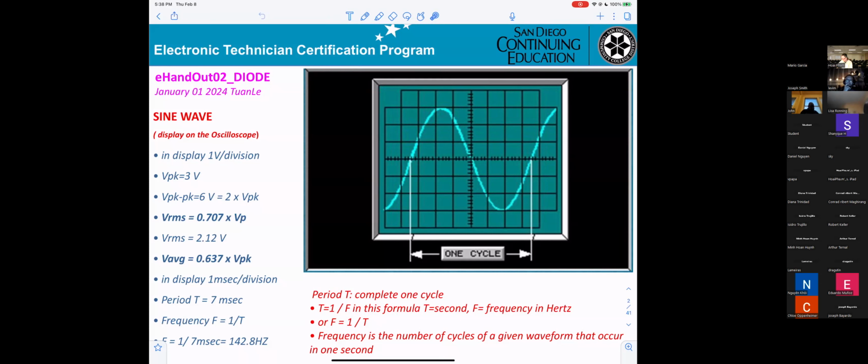Again, they give you a definition: frequency is the number of cycles of a given waveform that occur in 1 second. When we're working on the left wall, that will help you understand more.